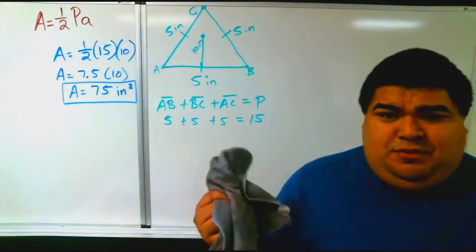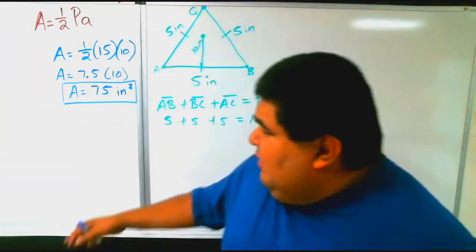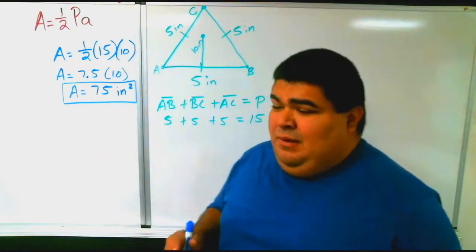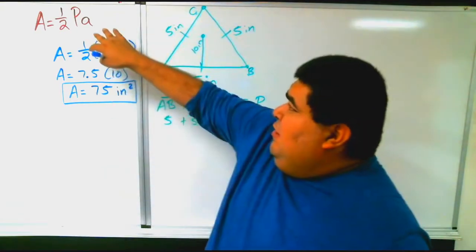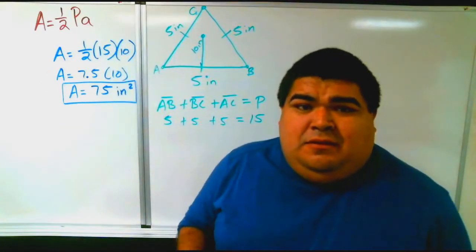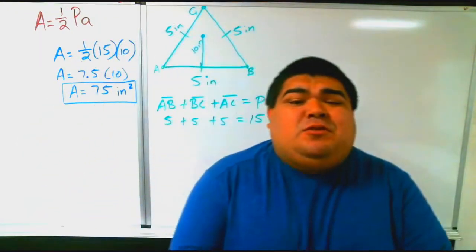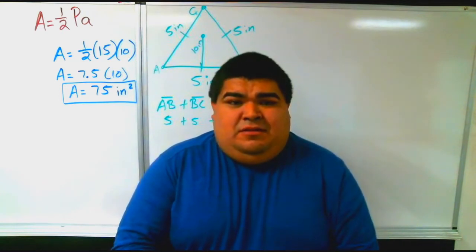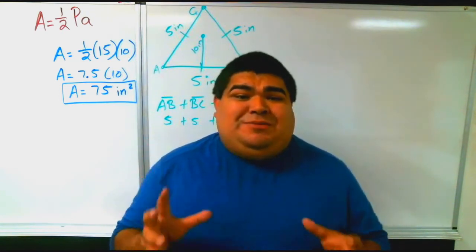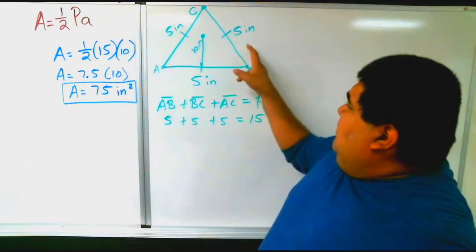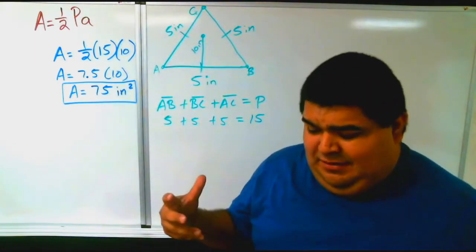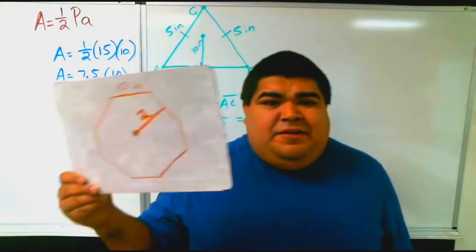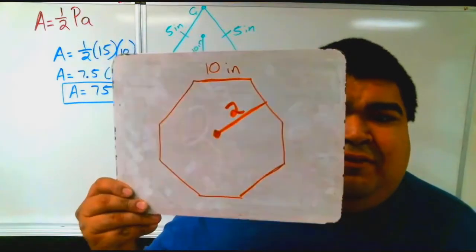And that is our answer. Okay, very simple, right? All we have to really figure out is the perimeter of our shape. Remember, not all shapes are the same. I'm going to do another one with another shape in a minute here. And then the apothem. The apothem is usually always given to you. Keep in mind, again, all shapes are different. This is a three-sided shape, but what if I had an octagon?